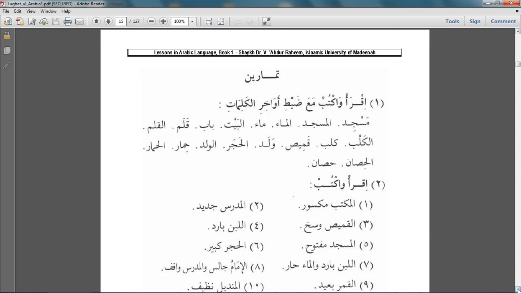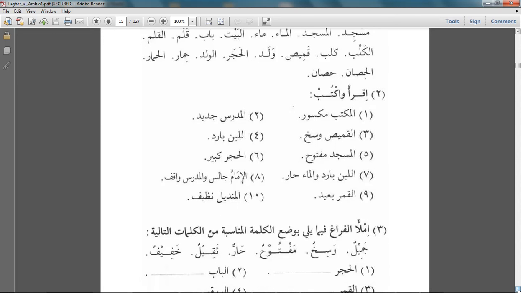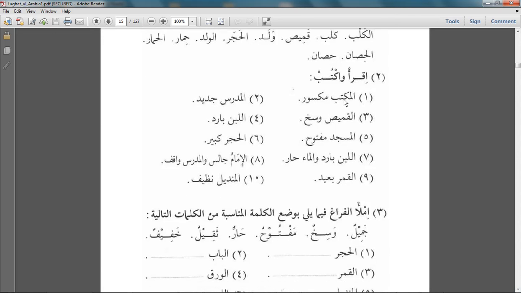Next portion tells us اقرأ واكتب, read and write. Number 1, المكتب مكسور, the desk is broken. Number 2, المدرس جديد, the teacher is new. القميص وسخ, the shirt is dirty. اللبن بارد, the milk is cold.